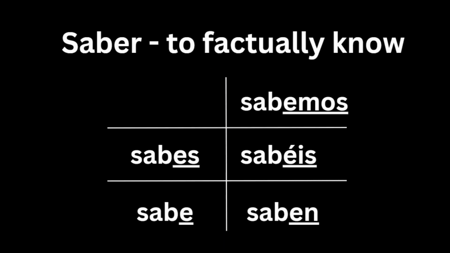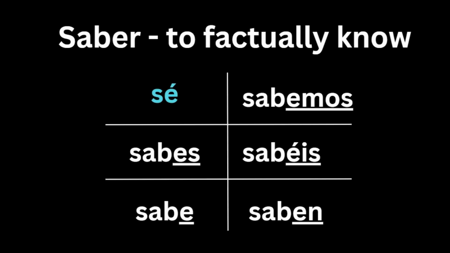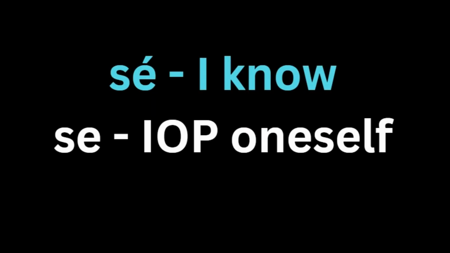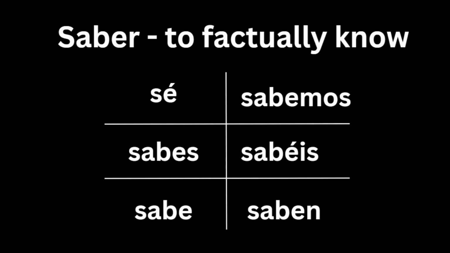The syntax of saber follows the normal conjugation pattern for verbs ending in er, but is actually irregular in the yo pronoun. Yo sé means I know, and make sure to put an accent on sé, because without the accent, you will have an indirect object pronoun that will have multiple definitions that have to do with oneself. Tú sabes means you know how to do something, which is factual. Él sabe, he knows how to do something. Nosotros sabemos, we know. Vosotros sabéis, y'all know, and ellos saben, they know.